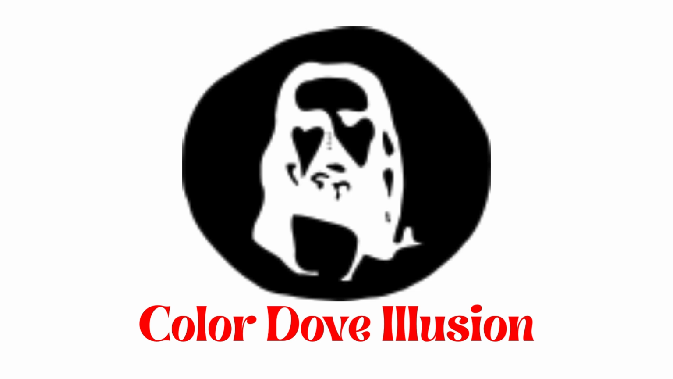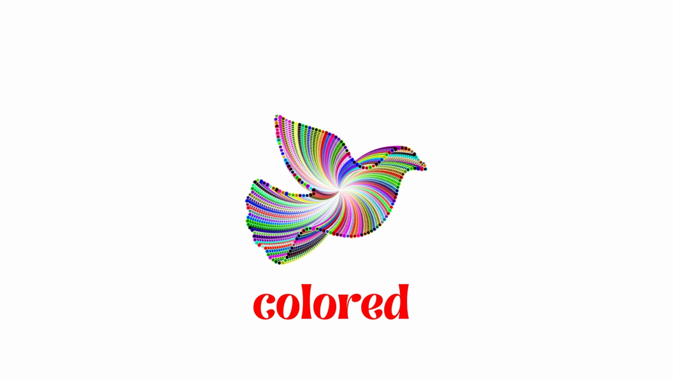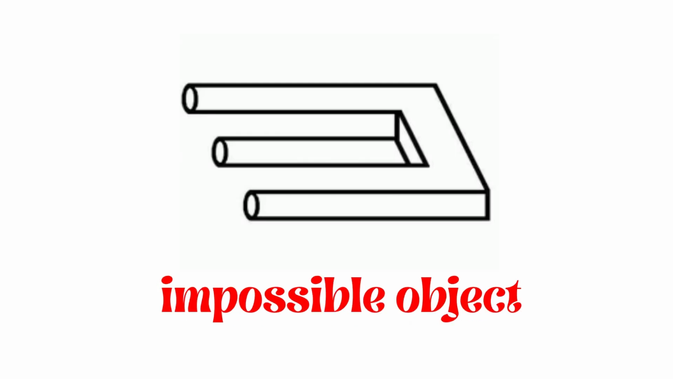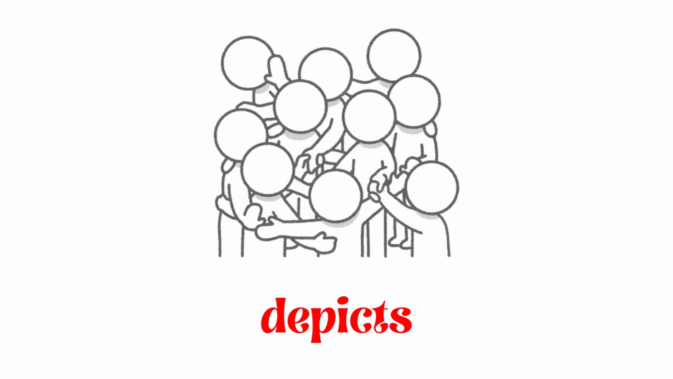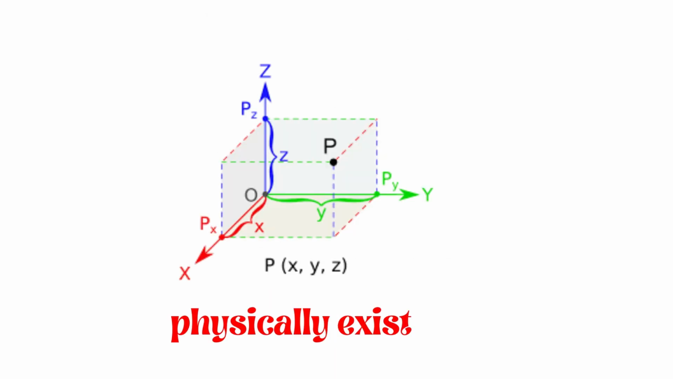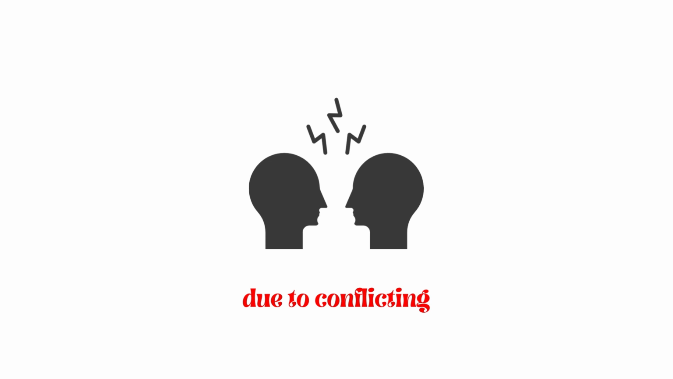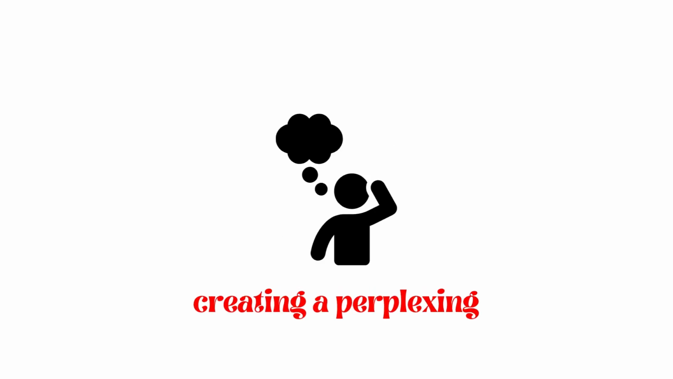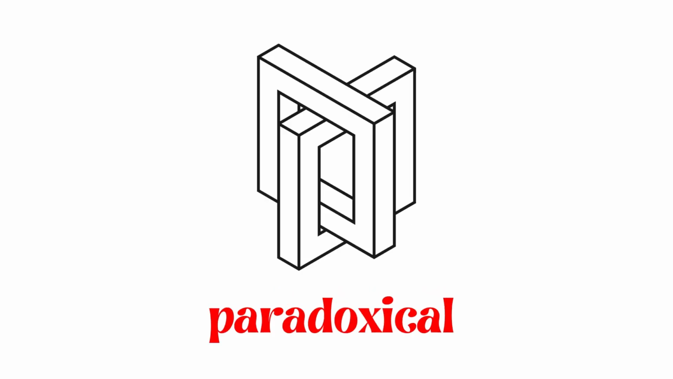The color dove illusion is an optical illusion, where a grayscale image of a dove appears to be colored when surrounded by colored shapes. An impossible object is a visual illusion that depicts an object that cannot physically exist in three-dimensional space due to conflicting spatial relationships, creating a perplexing and paradoxical image.